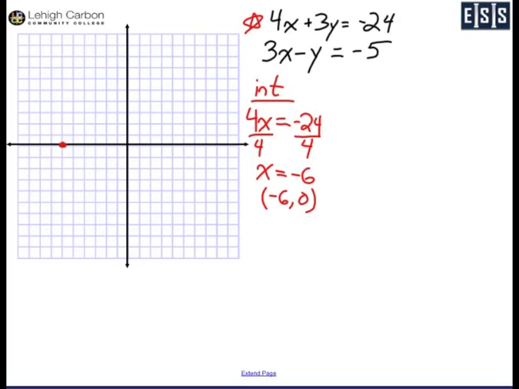Now I need to find my y-intercept. To find my y-intercept, I let x be 0. 4 times 0 is 0. I can ignore that. So I have 3y equals negative 24. Divide both sides by 3. Y equals negative 8. My y-intercept is 0, negative 8. And I plot that point on my y-axis. Now I have my 2 points, I can graph my line.